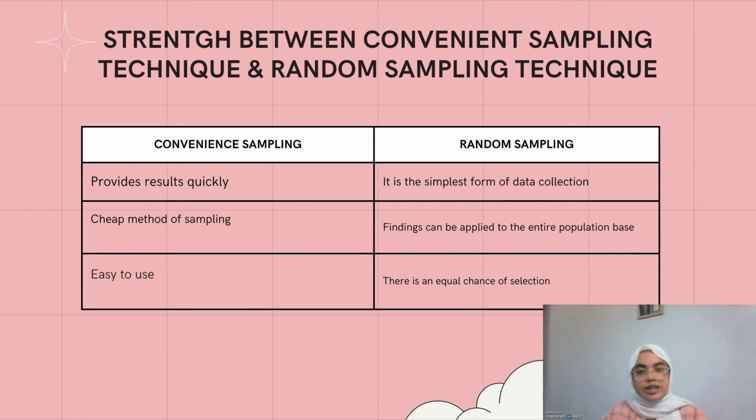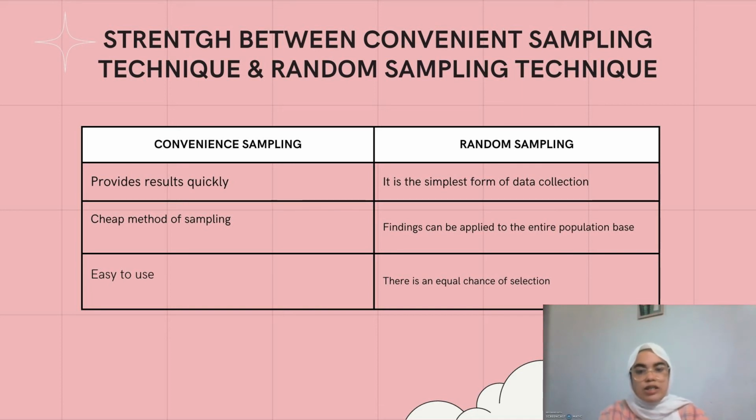And secondly, the findings can be applied to the entire population base. Because of the processes that allow for random sampling, data collected can produce results for the larger frame because there is such little relevance of bias within the findings.